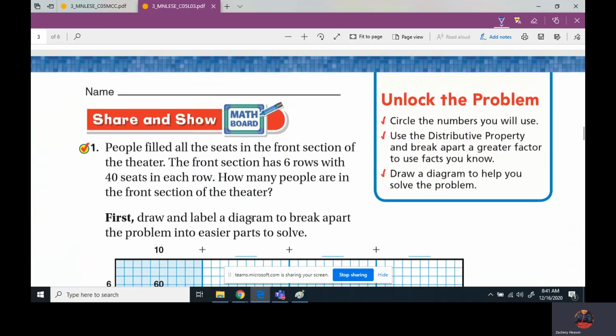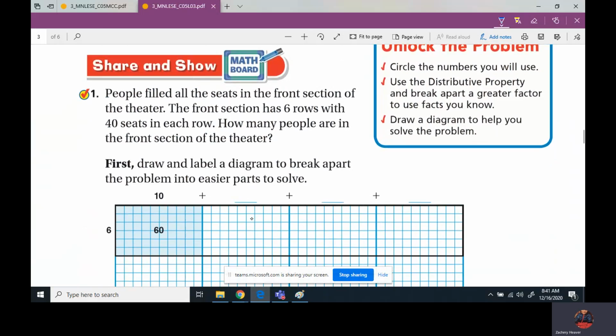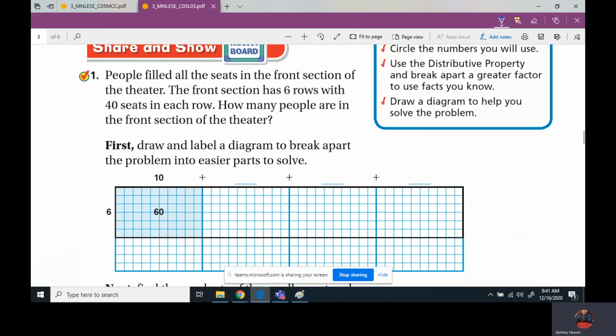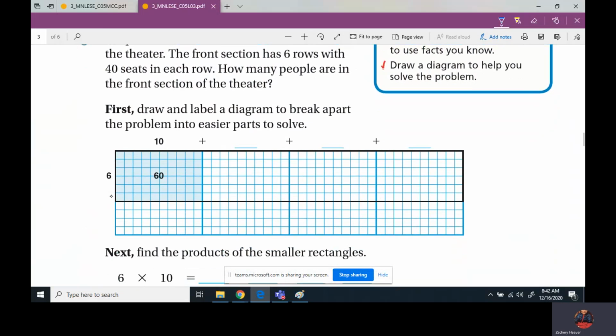All right, so now we're gonna do the next one. It says, people filled all the seats in the front section of the theater. The front section has 6 rows with 40 seats in each row. How many people are in the front seat? So they've already started breaking this up. They're breaking 40 up. This whole thing across is 40. They're breaking it up into smaller rectangles.